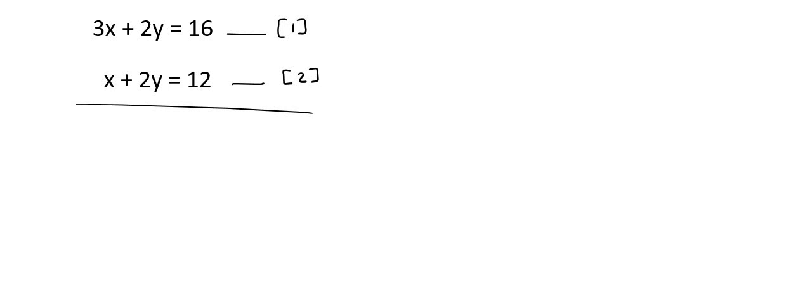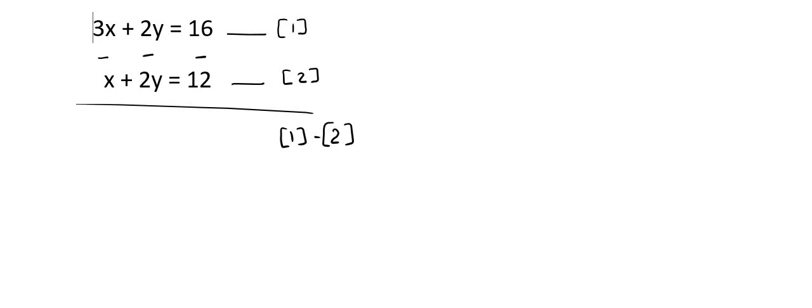Before the x terms, we have 3 and 1 respectively, though we don't usually put the 1. Before the y terms, however, we have the same coefficient of positive 2. That enables us to eliminate the y terms easily. So we'll have 3x minus x, 2y minus 2y, and 16 minus 12. In other words, we will subtract from equation 1 equation 2.